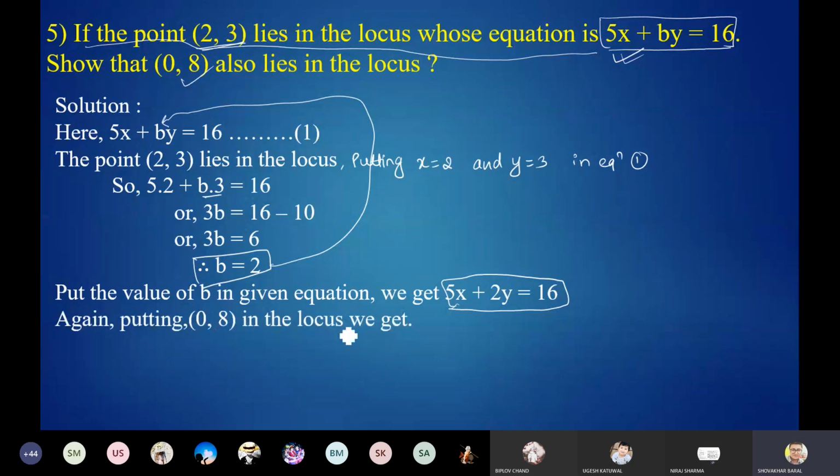Putting 0, 8 in the locus, this locus, we get, or you can say that again putting 0, 8 in the equation. Putting 0, 8 in the equation, you can write in this way also. In the equation, 5x plus 2y is equals to 16.